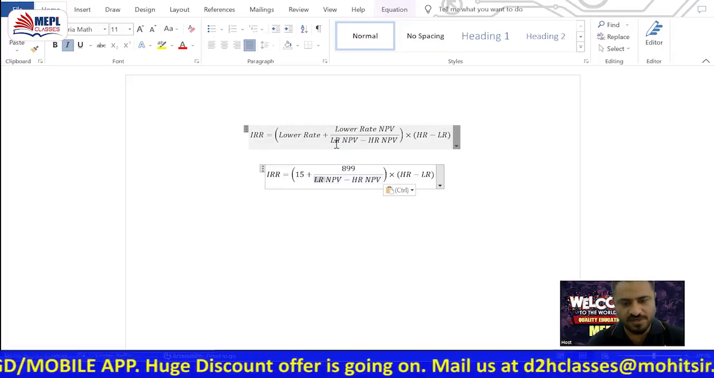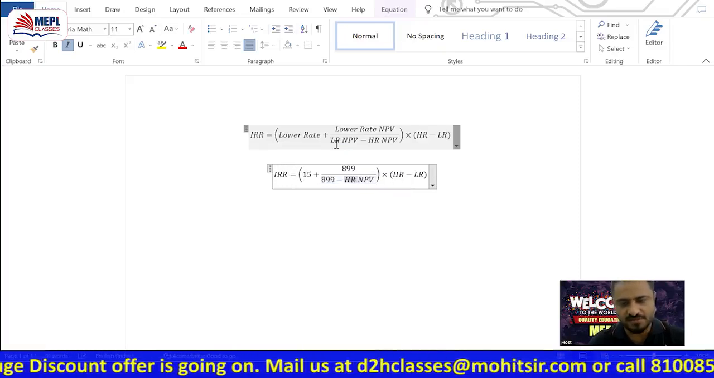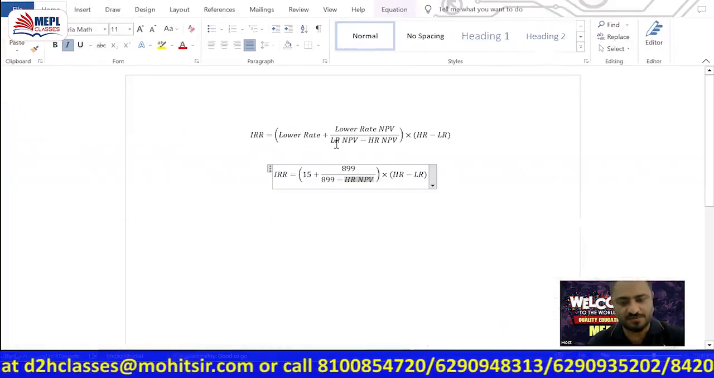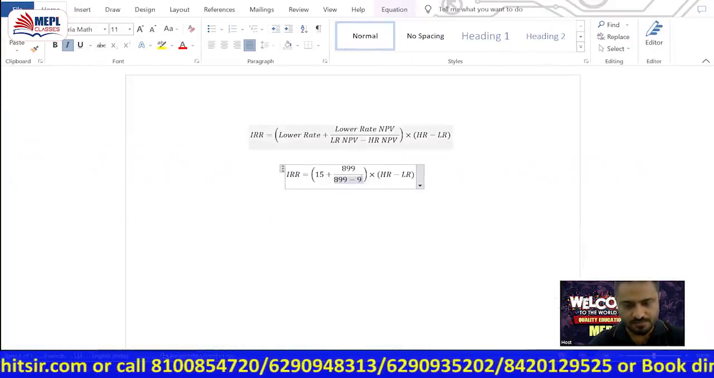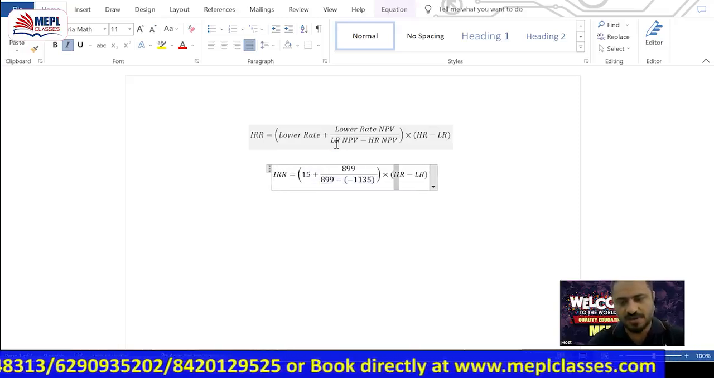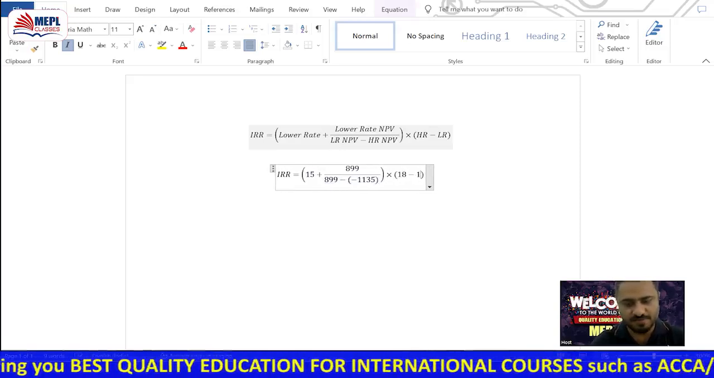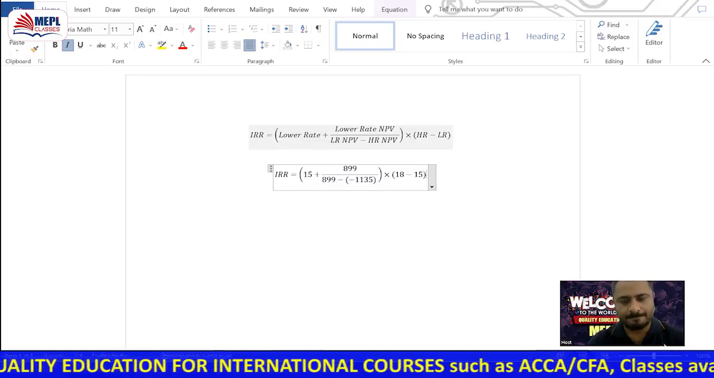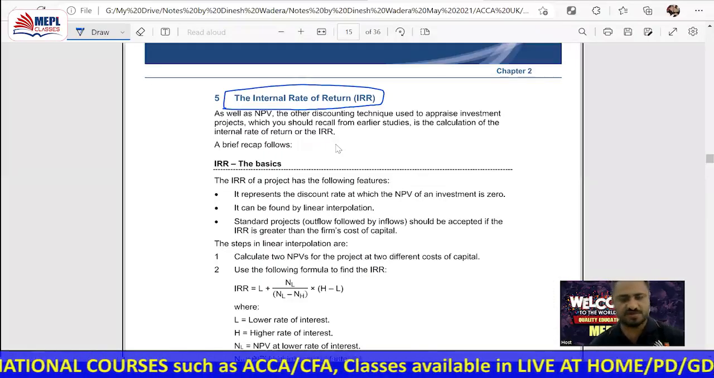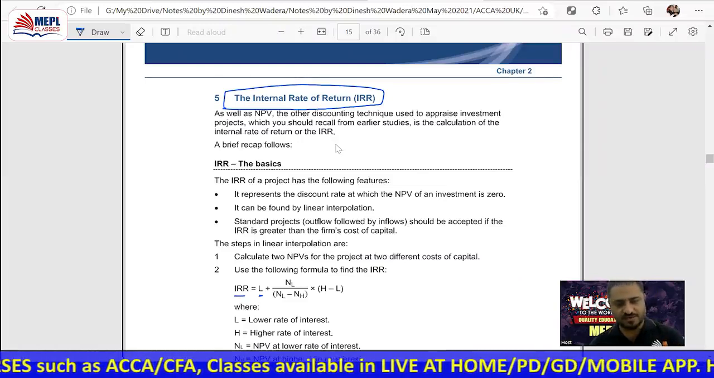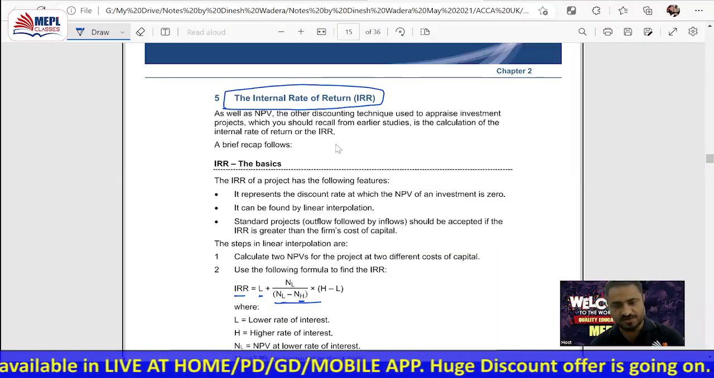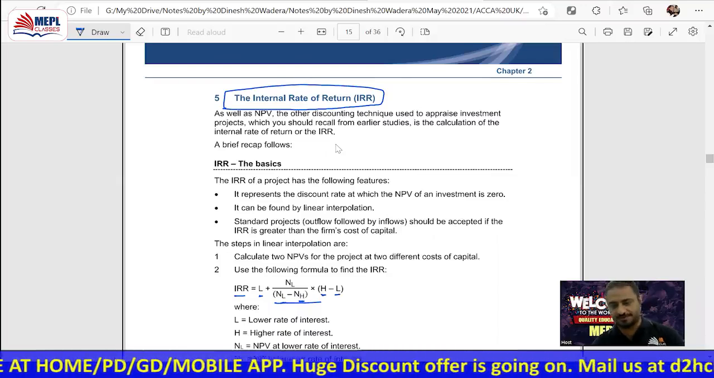Now just try to put values in this formula in our same question. Our lower rate is 15%. Our lower rate NPV is 899, divided by 899 minus minus 1135, multiplied by 18 minus 15. See, this same formula is given in your textbook, but with different abbreviations: IRR is equal to L plus N_L upon N_L minus N_H, multiplied by H minus L, where L is for lower rate, H for higher rate, and N for NPV.